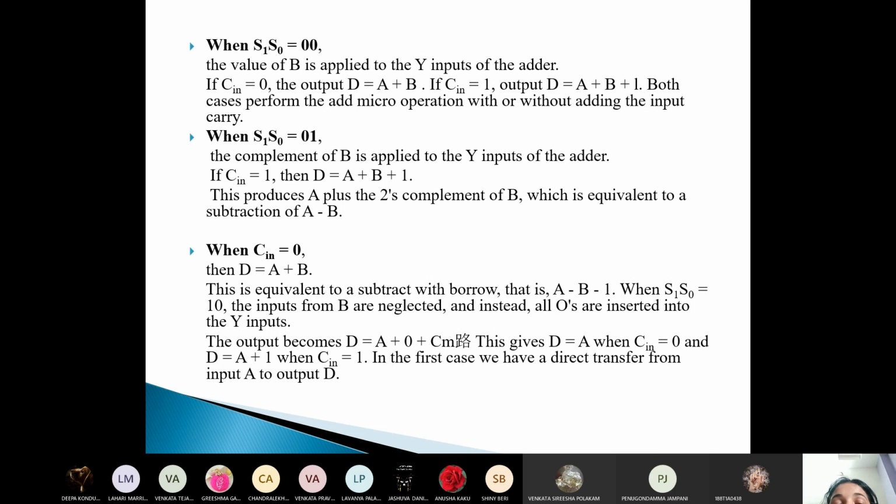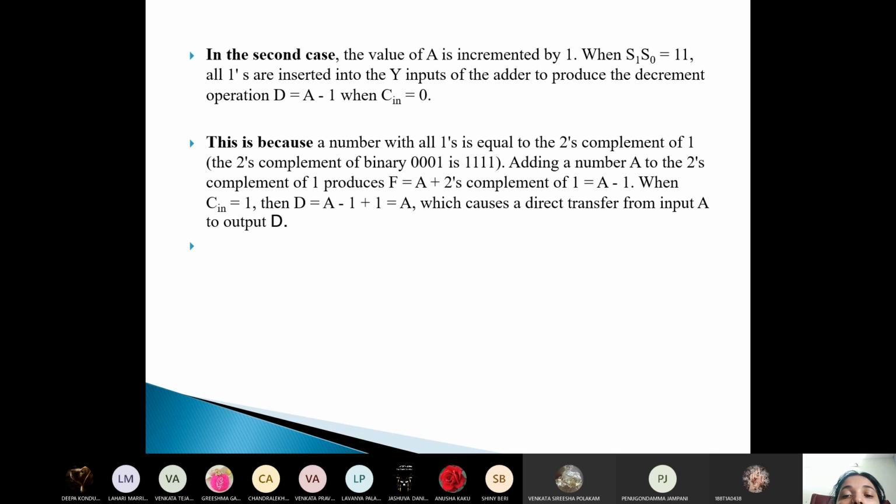When S1 is equal to 1 and S0 is equal to 0, the inputs from B are neglected, and instead all zeros are inserted into the Y inputs. So the output becomes D is equal to A plus 0 plus C in. It gives D is equal to A when C in is equal to 0 and D is equal to A plus 1 when C in is equal to 1. In the first case we have direct transfer from input A to output D. In the second case, the value of A is incremented by 1.